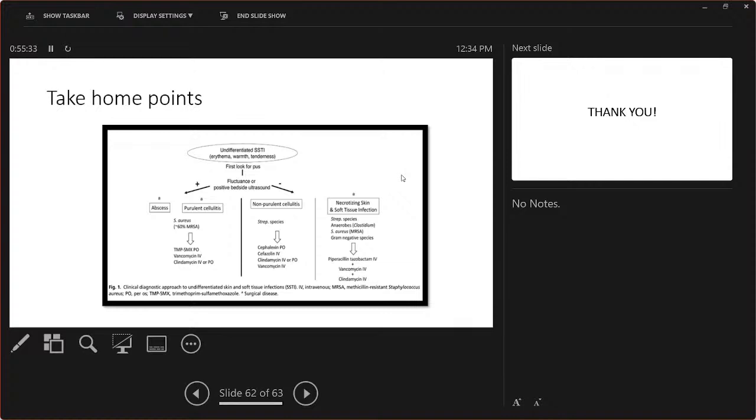Abscess is a hyperechoic cavity with acoustic enhancement. Cellulitis shows a cobblestone pattern, and necrotizing fasciitis shows subcutaneous thickening with thickening of fascia, and air and fluid present.